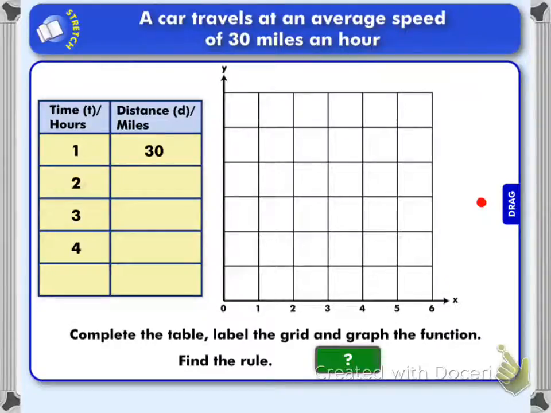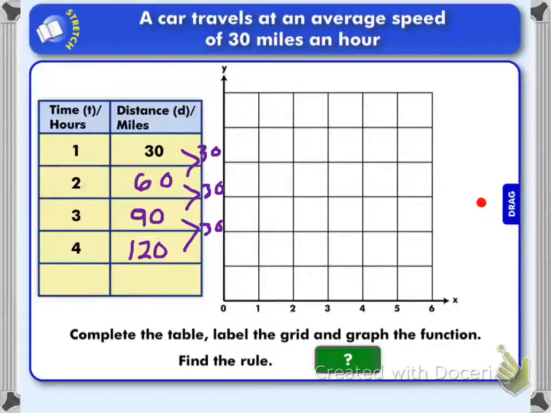Alright, let's take a look at another example. A car travels at an average speed of 30 miles an hour. So if I have the car traveling at 30 miles an hour, that means for 2 hours, I'm going to add on another 30, so that drive distance is going to be 60. And then after 3 hours, it's 90 and 120. So again, I'm adding 30 each time.